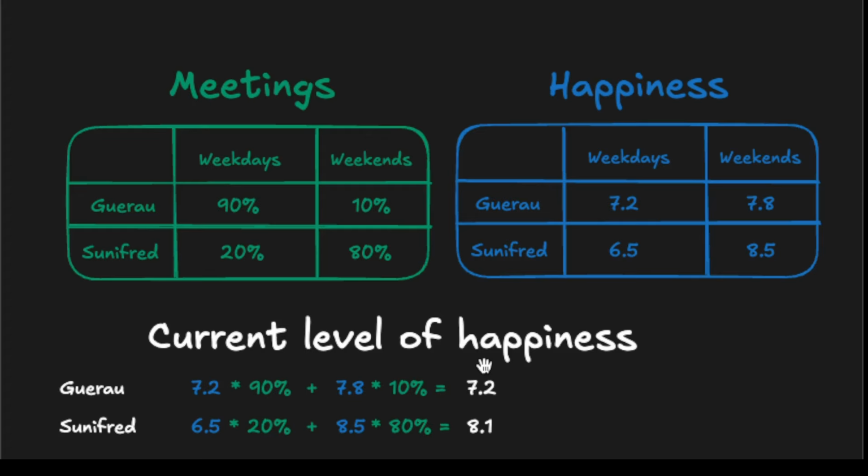Doing the same calculation, we can see that Sunifred has a higher rating, which means that she's happier now more with Sunifred than Gerau. However, this is a kind of unfair comparison because she's meeting with Gerau during weekdays, which is not as much fun as meeting during the weekends, which is mostly when she meets with Sunifred.